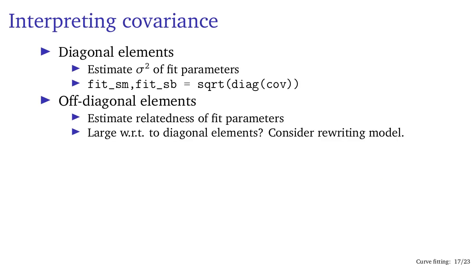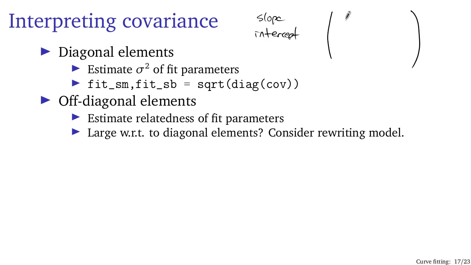So what does it mean? What does the covariance actually look like? Well, first of all, it's a matrix. So if I'm talking about something like slope and intercept as our fit parameters, what I'm going to get from curve fit is an estimate of the covariance matrix.